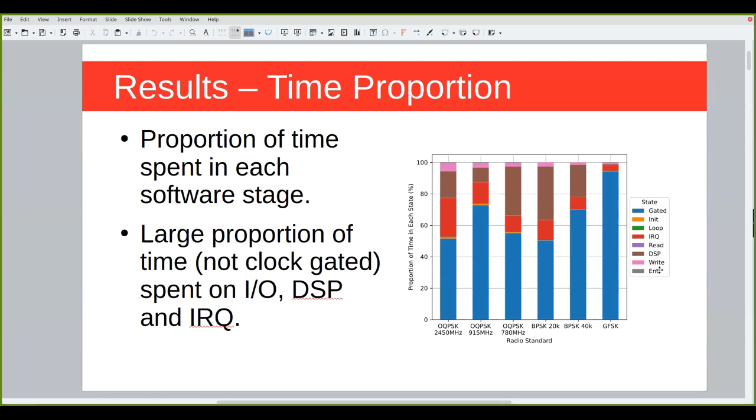This plot is used to see what parts of the system take up the most amount of time. This also shows how complex each radio standard is against each other. You can see the one here doesn't take as much time to process as, say, the first standard on the left here. It was seen that the largest proportion of time is mainly taken up by I/O, such as reading or writing, signal processing, and the interrupt management. The large time here spent clock gated in blue can be ignored because that's when the CPU is asleep. It's not using minimal power during this period.